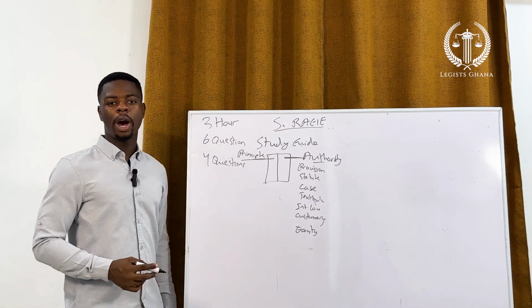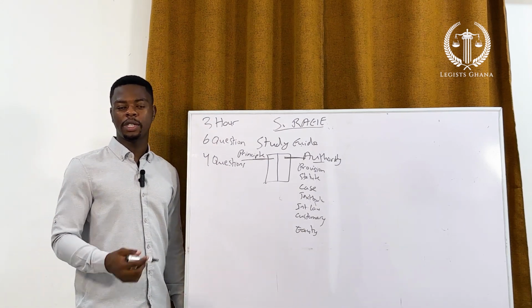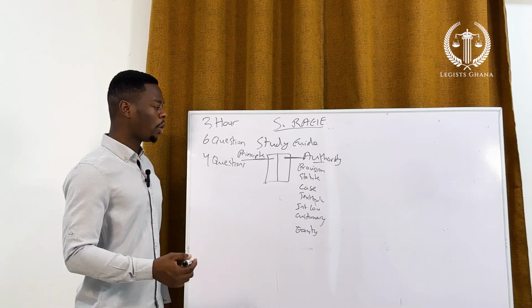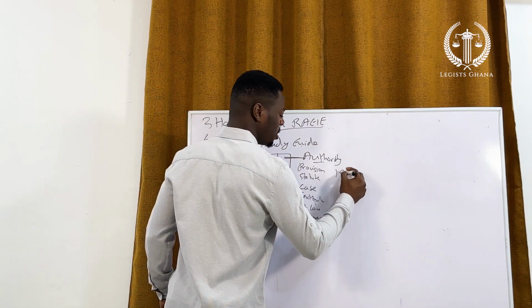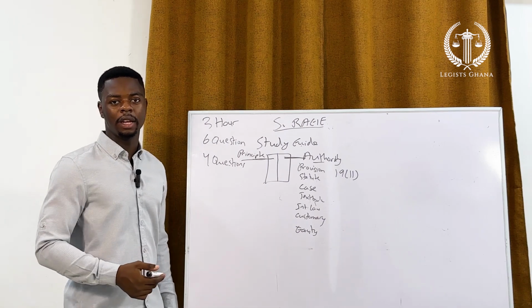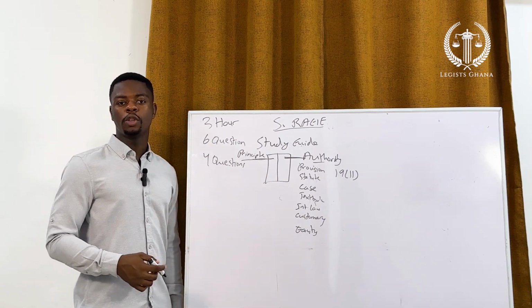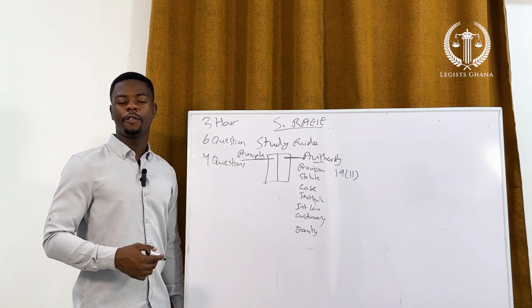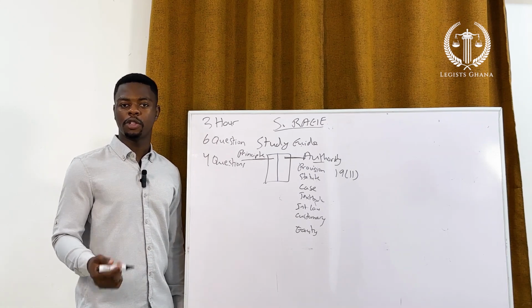So, for example, under criminal law, we have the principle of legality. The authority is under Article 19, Clause 11 of the 1992 Constitution of Ghana, which states that no one should be punished for a crime unless the offense is written with the punishment prescribed.